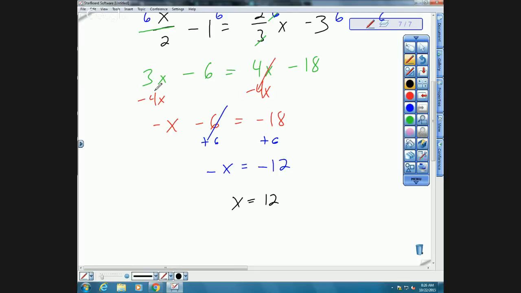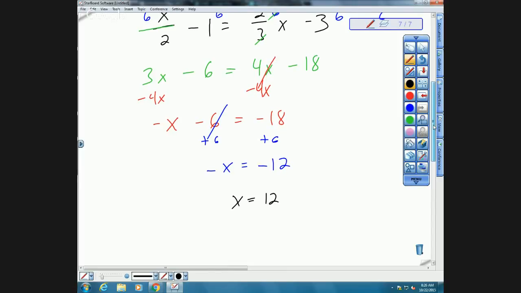Personally on that one, I would have subtracted 3x, put my x's over here, because I would have kept my x's positive. Y'all get stuck in doing it to the left, which is fine. It does not matter. No difference.